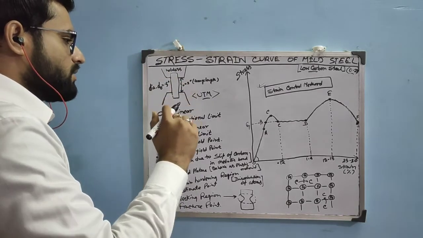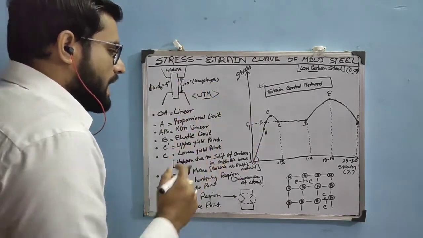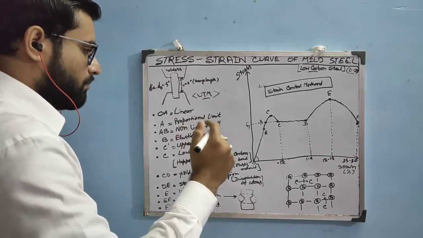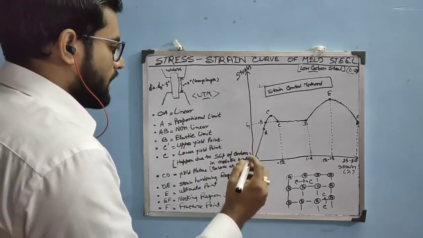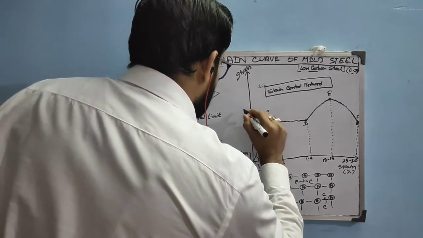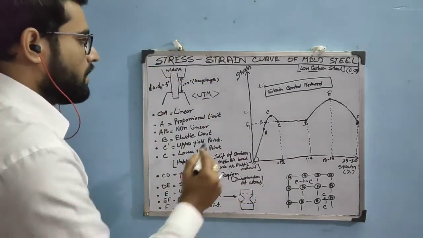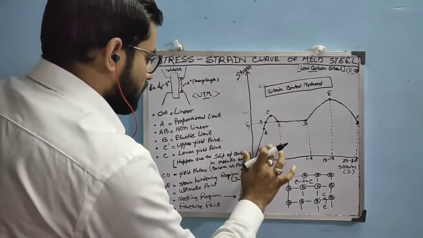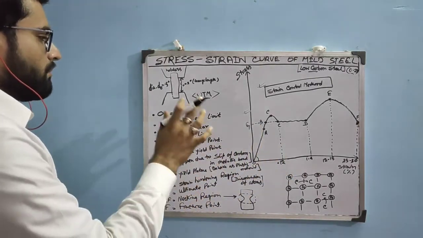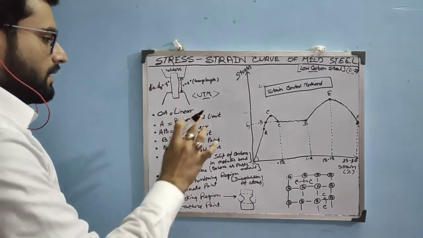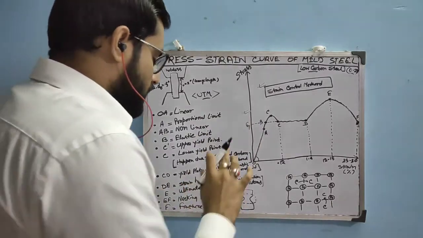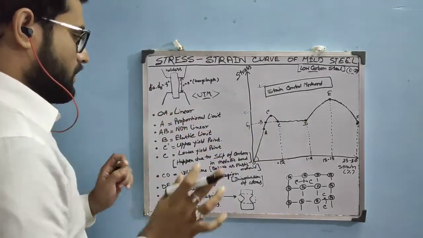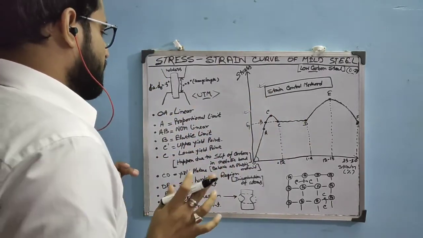The stress values are plotted in the graph, and when we plot the stress values in the graph, we get this curve, which is called the curve of mild steel. This curve we get when we plot the stress values in the graph. Okay, this is the main thing.